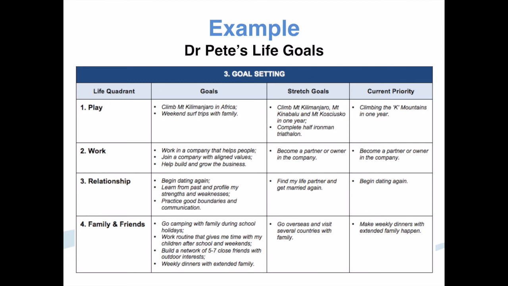In work, some of my goals were around working in a company that helps people, having aligned values, and building and growing a business. My stretch goal, of course, was to become a partner or owner of such a company. With relationships, for me it was about getting back on with dating and meeting people and getting out and about so that, in my stretch goal, I could find my ideal life partner.